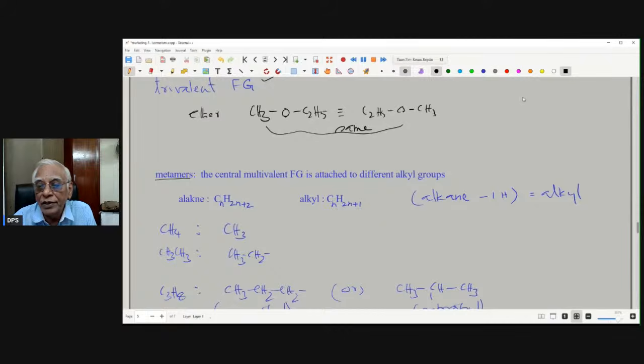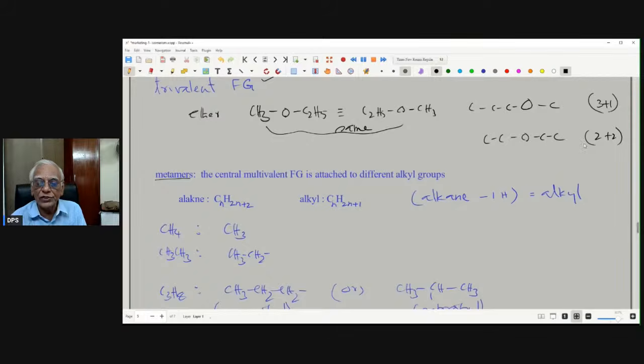For example, I have an alkyl ether with propyl on one side and 1 carbon on the other side. So I call this a 3+1 linkage: 3 carbon atoms on one side and 1 carbon atom on the other side. It is also possible to have 2 carbon atoms on one side and 2 on the other side, 2+2. You don't call them position isomers because they are not the same compound.